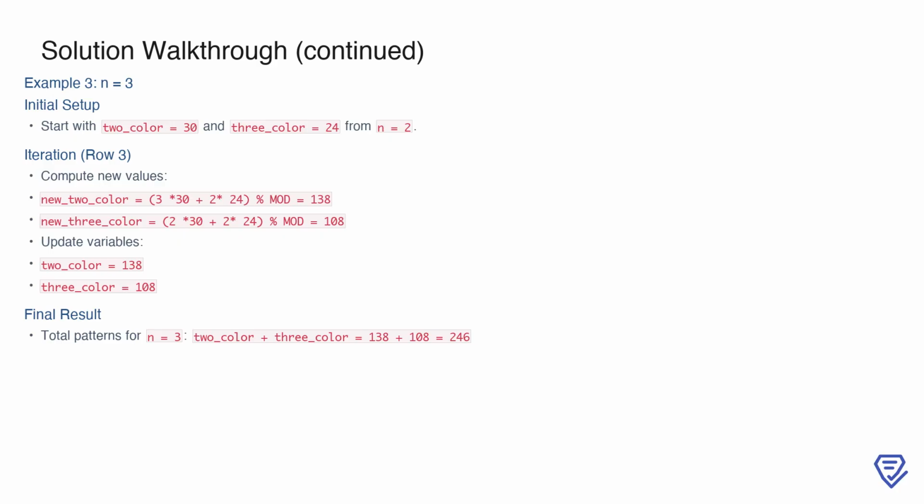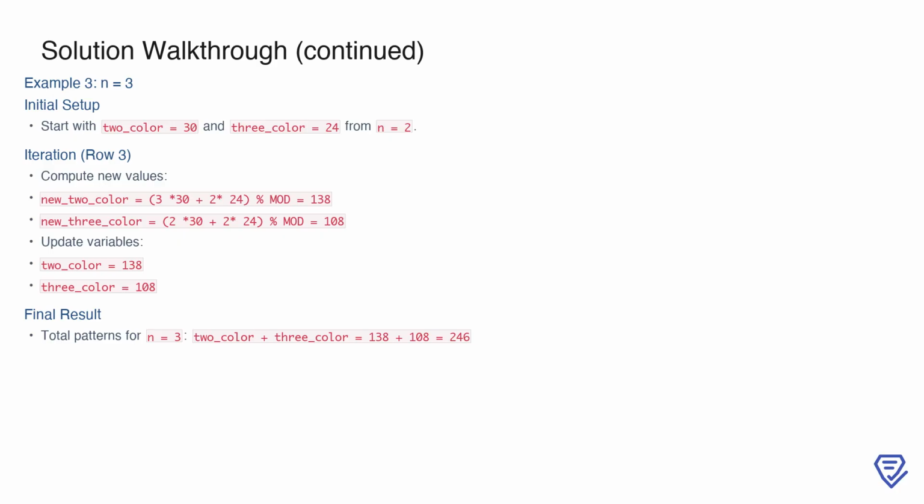The new_2_color is given by 2 times 2_color plus 2 times 3_color, modulo mod. Substituting the initial values, new_2_color equals 2 times 6 plus 2 times 6, which is 24. Similarly, new_3_color is calculated as 2 times 2_color plus 3 times 3_color, modulo mod. This gives us 2 times 6 plus 3 times 6, resulting in 30. At this point, 2_color is updated to 24, and 3_color is updated to 30.